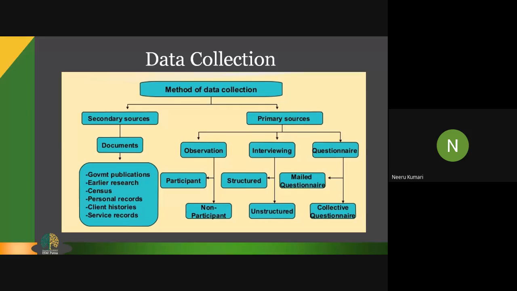Reading a newspaper, will that be a primary source or a secondary source? Yes, it is a secondary source, isn't it? Why? Because it is not you who is gathering the information. It is a reporter who gathers the information, an editor who edits it, and then as a reader, we get the information. Right? So secondary sources could be the publication, the researches, the census.